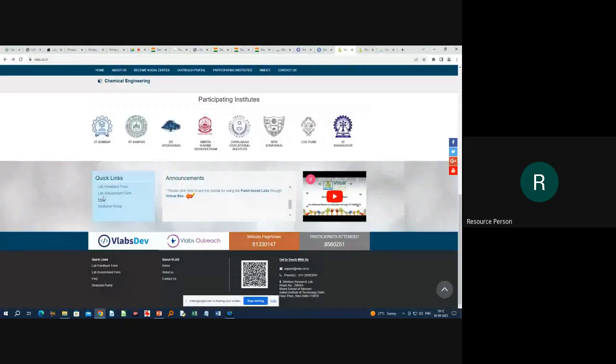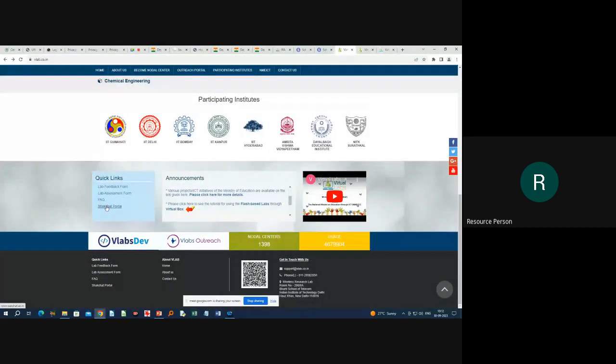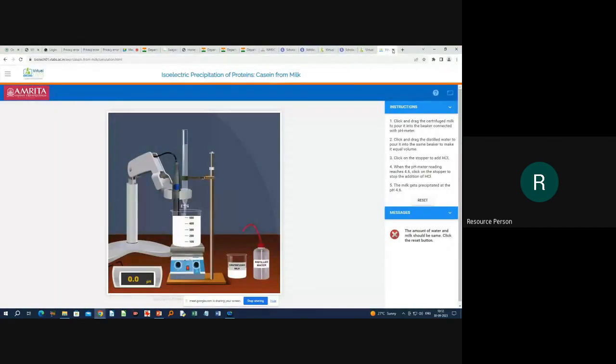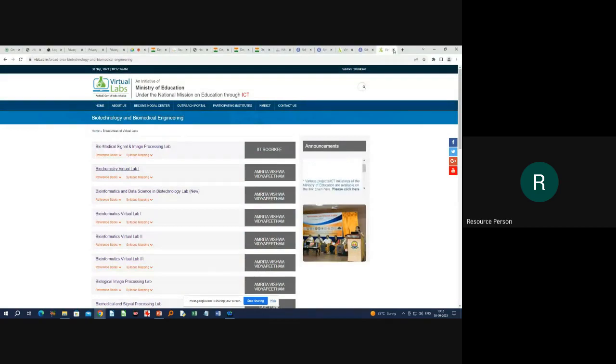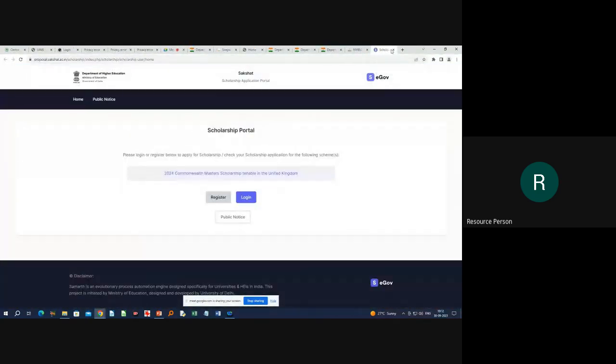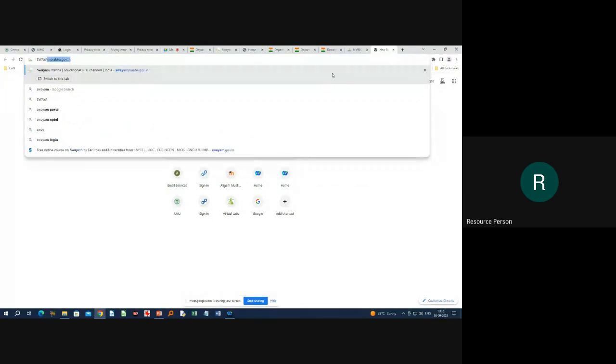We have a lab feedback form, lab assessment form, FAQ, Sakshat portal, so many things. Please note that these are the kinds of resources which are available, which can be utilized and must be utilized. Now let me show the Swayam Prabha.